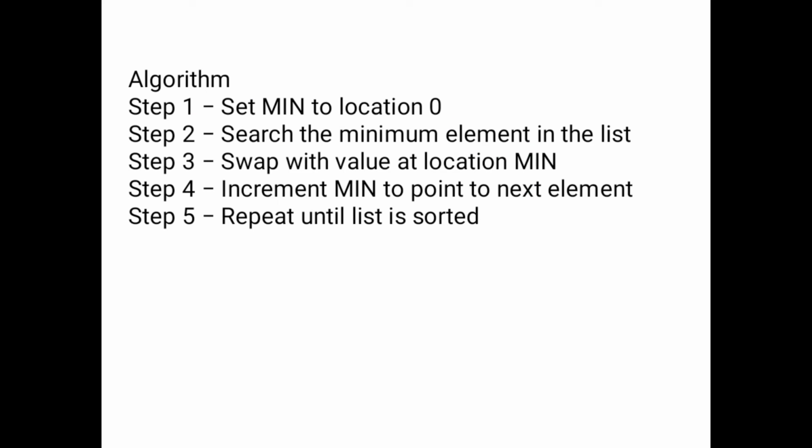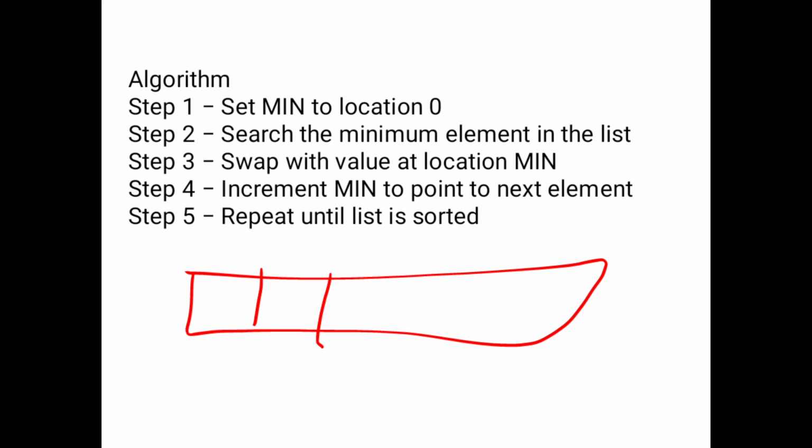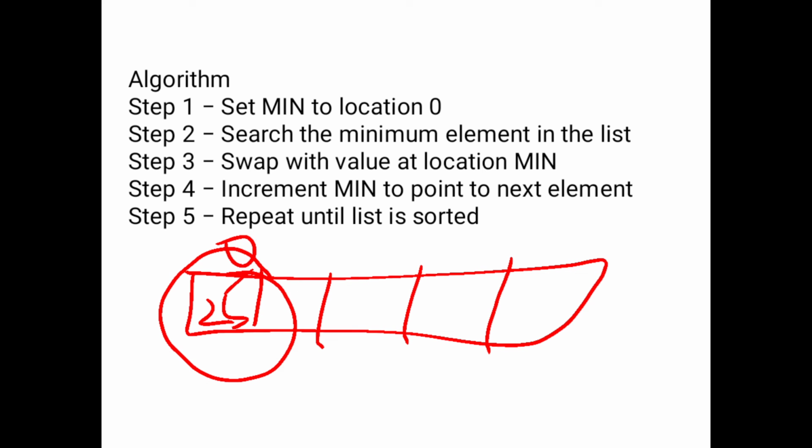Then what is the algorithm? First, set minimum to the location 0. That means if you have a list of elements, consider the index number 0, the 0th position. If the number there is 25, just consider 25 as the smallest value. Whatever it may be, that element is considered the minimum value.